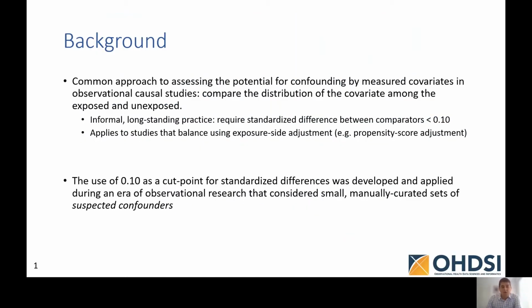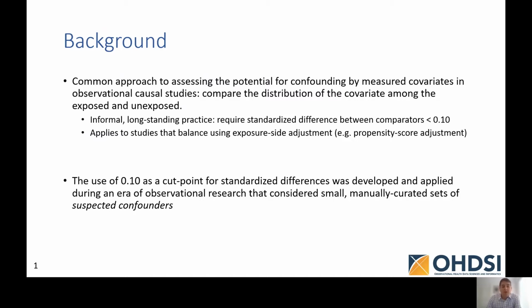A common approach to assessing the potential for confounding by measured covariates in observational causal studies is to compare the distribution of covariates among the exposed and the unexposed. An informal but long-standing practice is to require that the standardized differences between the comparators be less than 0.1. This applies to studies that balance using exposure side adjustments such as propensity score methods.